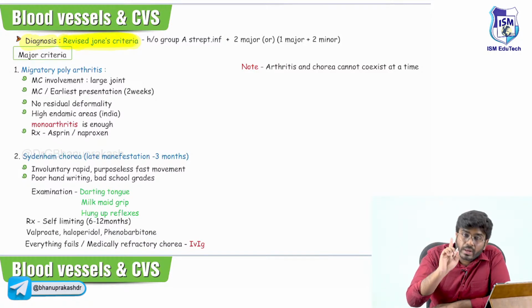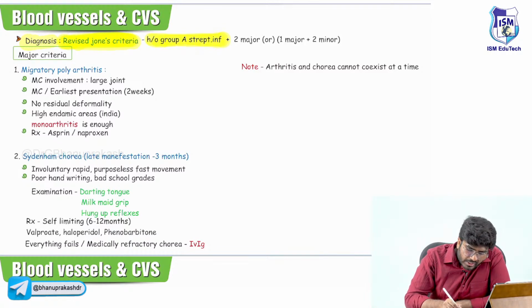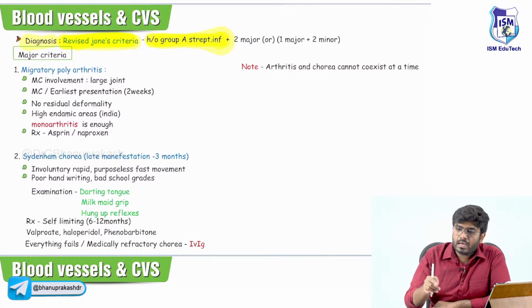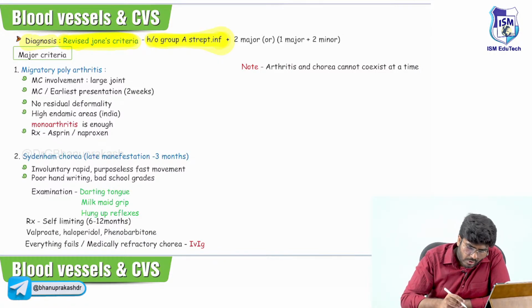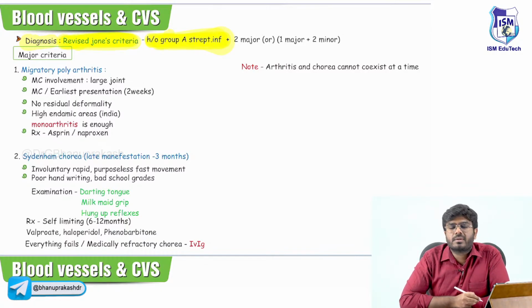At least the patient should first have a history of group A beta hemolytic streptococcal infection. The mother should say, yes sir, my child suffered with group A beta hemolytic streptococcal infection. She should say that he suffered with pharyngitis 3 weeks back, or 4 weeks back, or 1 month back. So there should be a history of group A beta hemolytic streptococcal infection.